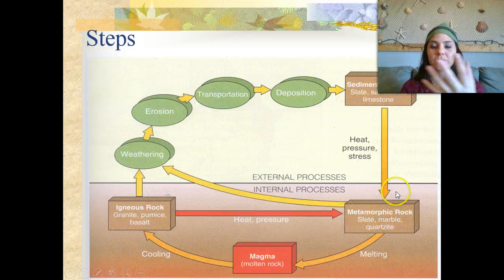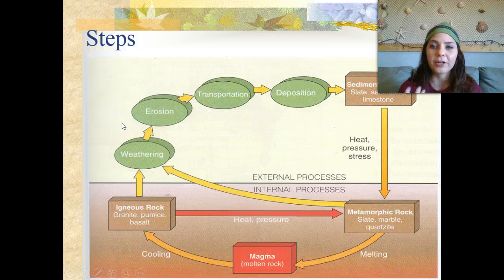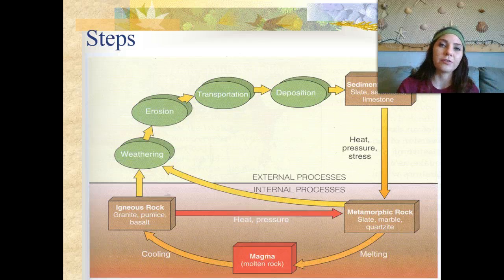Metamorphic rocks don't just have to go get melted right away. They can go straight into the weathering and everything and become sedimentary rocks. So again, anything can go into the cycle and any rock can turn into a different rock as long as the correct processes are applied to it.